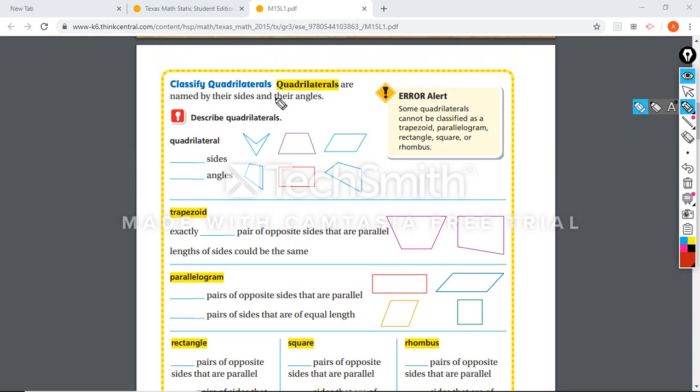So we're looking at quadrilateral. Here's a definition. Quadrilaterals are named by their sides and their angles. So all of these are quadrilaterals. How many sides do they have? We'll count them. 1, 2, 3, 4. They all have 4 sides. And they all have how many angles? 1, 2, 3, 4. They all have 4 angles.